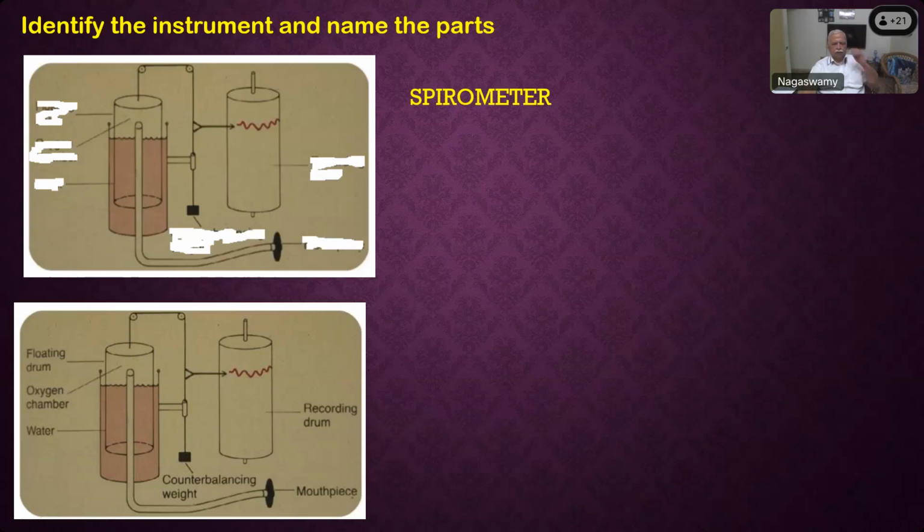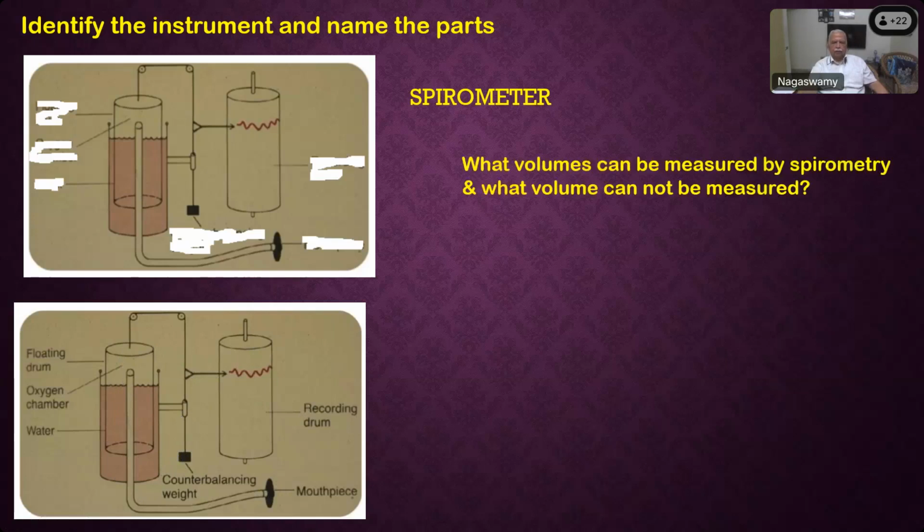So they may be asking you. The parts are the mouthpiece, then it goes into the floating drum which is suspended in a water bath, and there is a balancing weight and there is a pointer writing on the recording drum. So these are all the parts of the old type of spirometer.